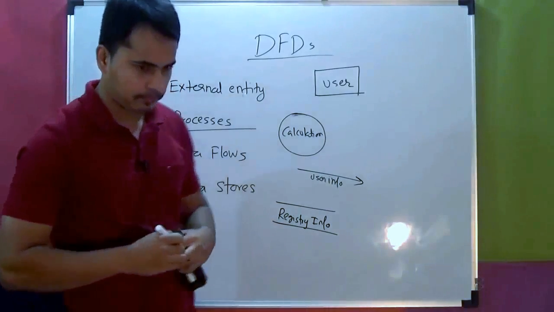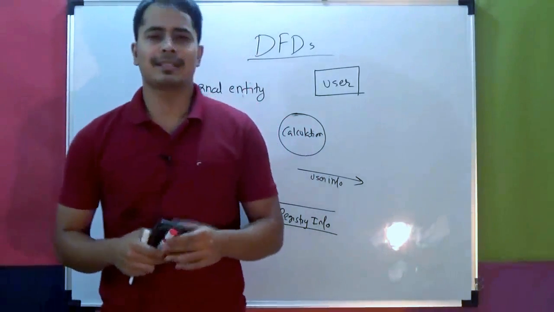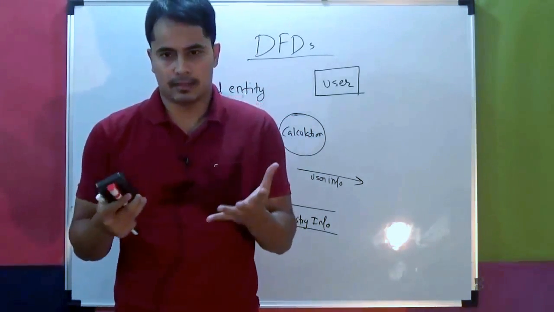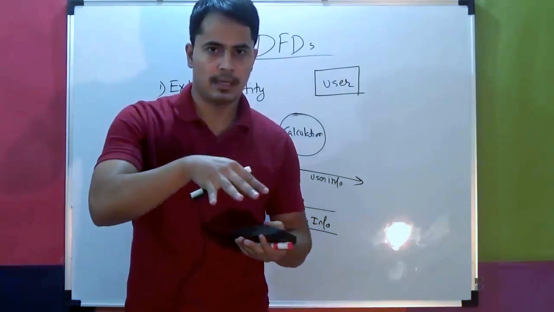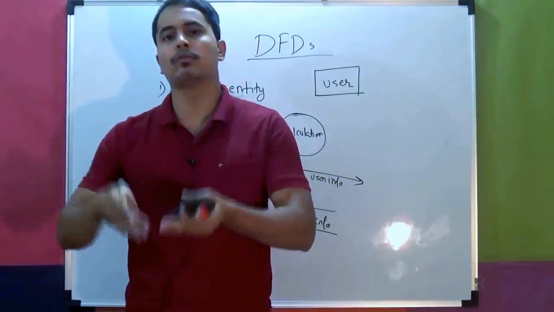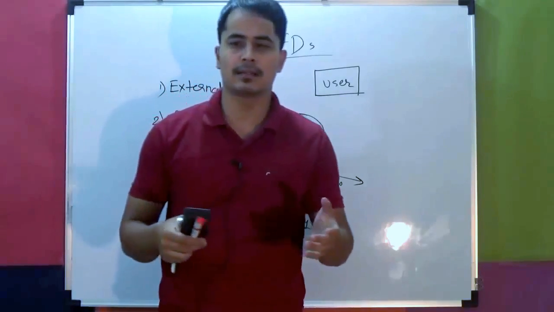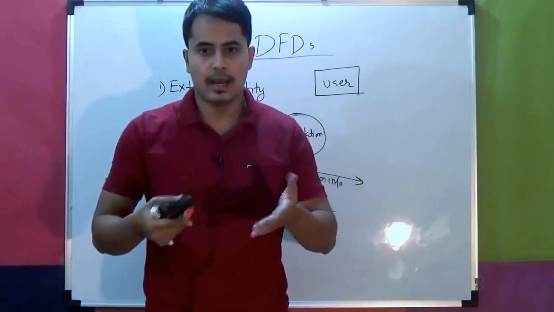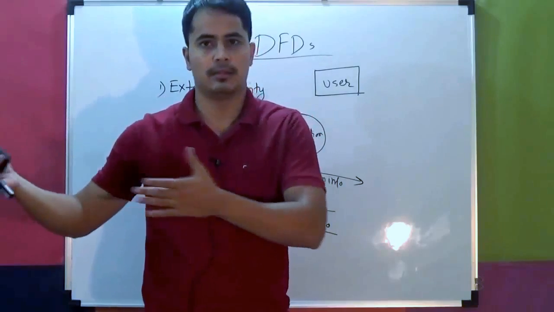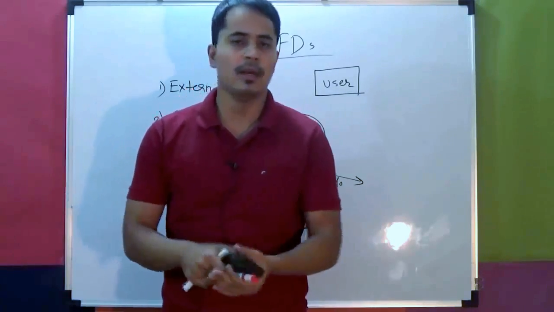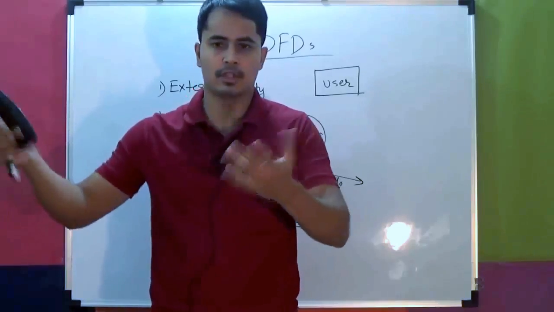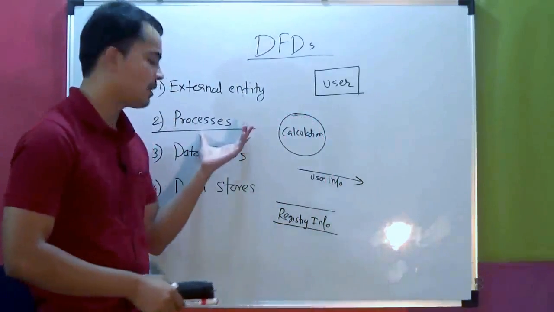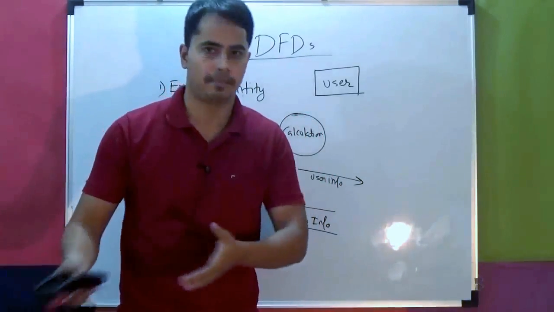Now what is a process? A process is some code which works on data and transforms that data into something else. Basically, it takes data and converts it into information. That's what we do as software people. We take data, find out something meaningful from it and store it somewhere. So a process is something which transforms the data.